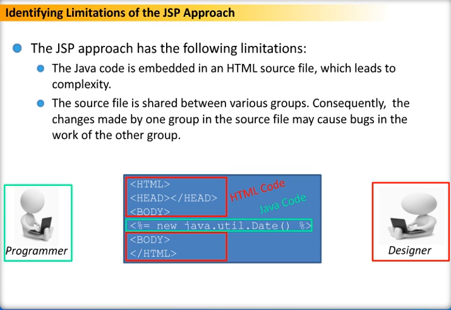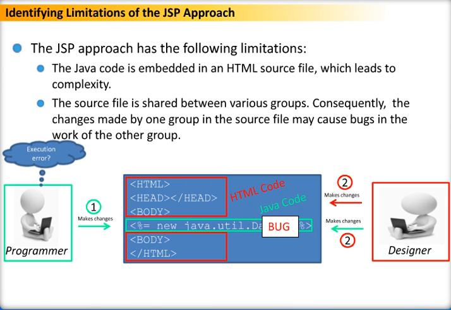While developing this application, the programmer makes some changes in the Java code of the source file. Thereafter, the designer takes the same source file and makes changes in the HTML code of the file. While making the changes, the designer accidentally deletes some part of the Java code, which the programmer is unaware of. Ultimately, while executing the file, the programmer finds an error because of the bug introduced by the designer.